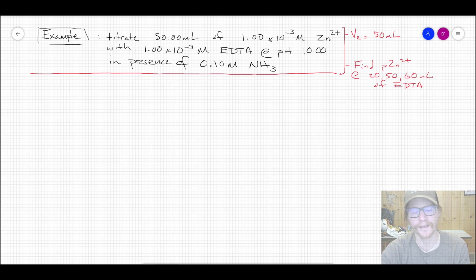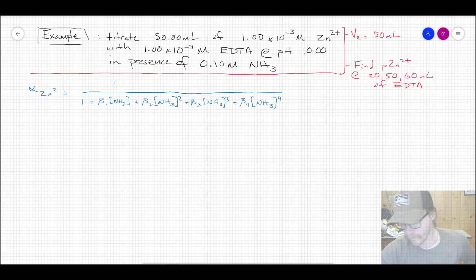And the reason is that at elevated pHs, zinc is known to form strong complexes with hydroxide and precipitate out of solution. So first thing that we need to do is find the fraction of zinc 2 plus that's not bound to ammonia. So that's going to be the alpha zinc.